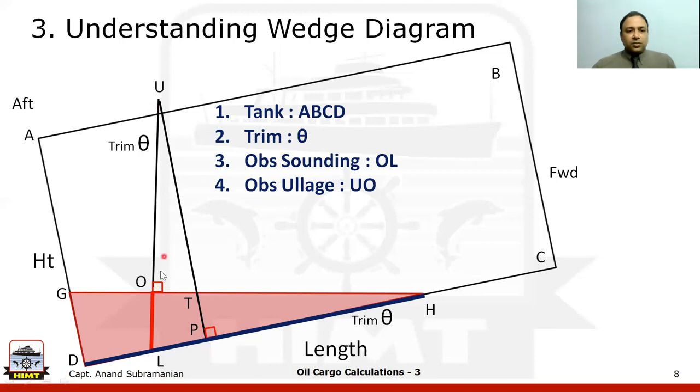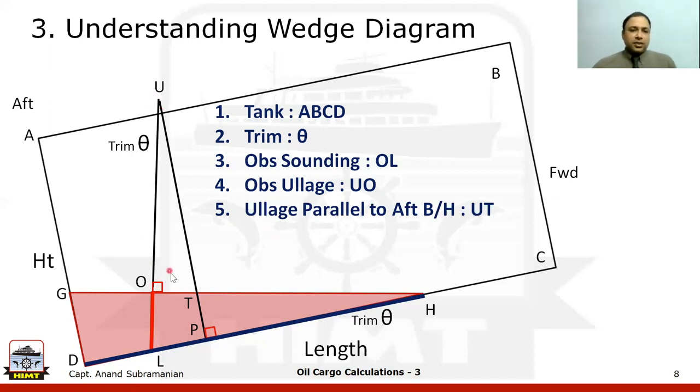This point is UO, the observed LH. It is called the observed LH because it is what we get from this point of suspension U. If the LH tape is put down, then we get this value UO, which is the observed LH. Next is the LH parallel to the aft bulkhead, UT.